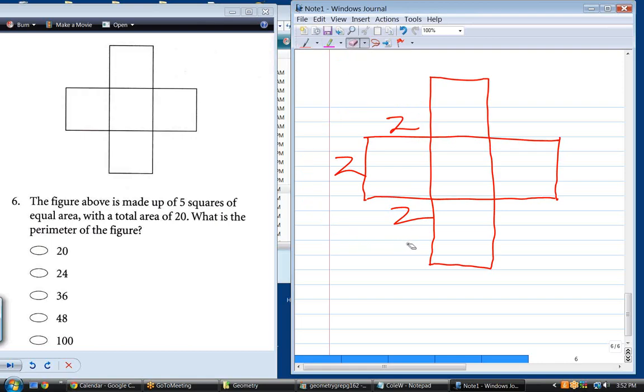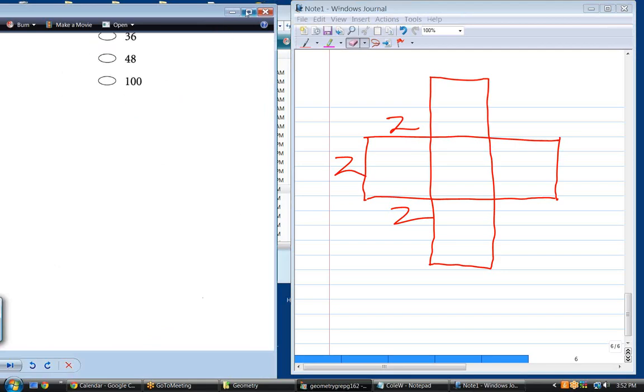I counted the number of sides that were on the perimeter, so I got 12, so I just did 2 times 12. Okay. Yeah, that's basically that way. In other words, we're not going to count these inside squares because they're not on the perimeter. So you could also have done the perimeter of each one times 5 minus 4 of the shared perimeters. But there's lots of ways to think about it.